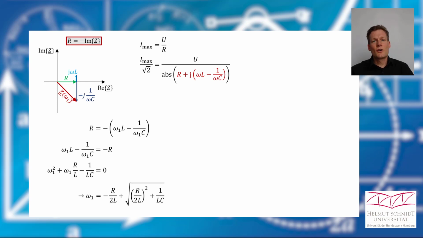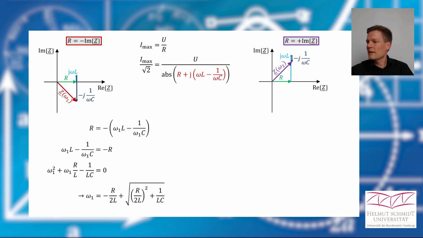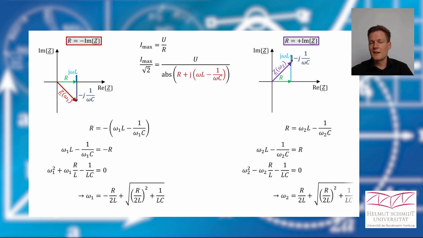Okay, the next corner frequency has the condition that the resistor value has to be as big as the positive imaginary part. And now I do the same. I bring the omega parts to the left side and I solve for omega 2. It looks like this. And again, I can use my PQ equation, and it leads to this here. Let's start a new sheet.